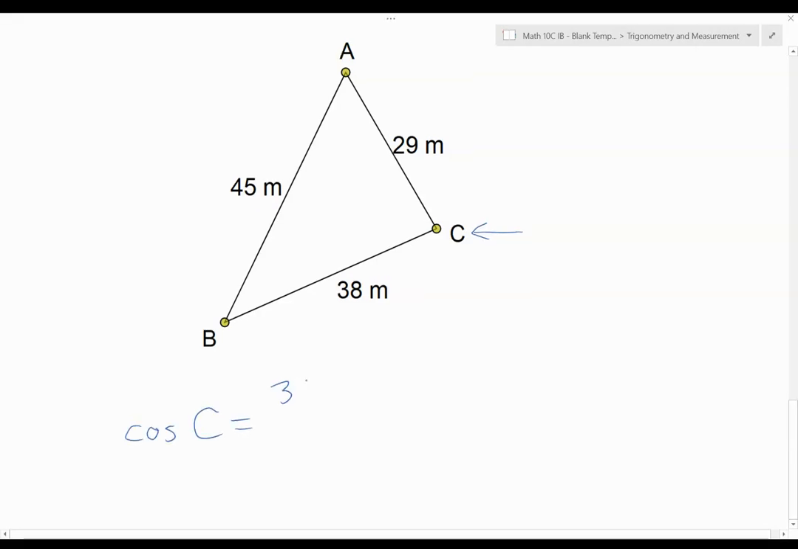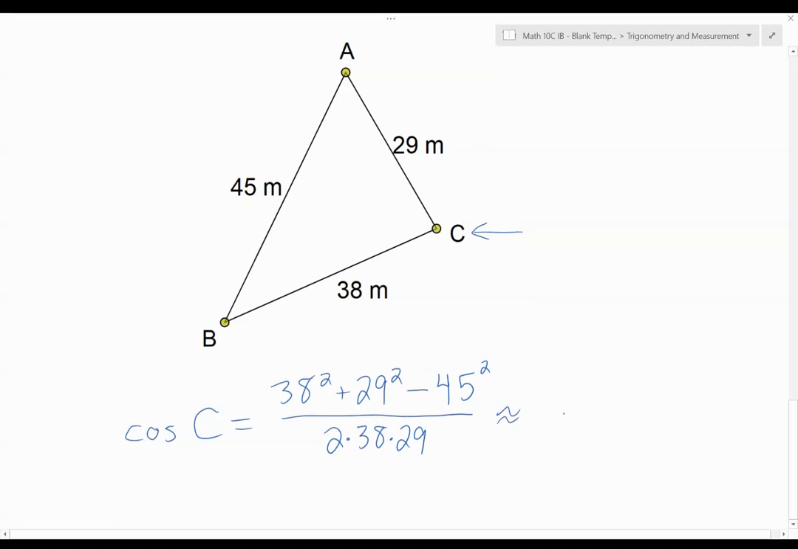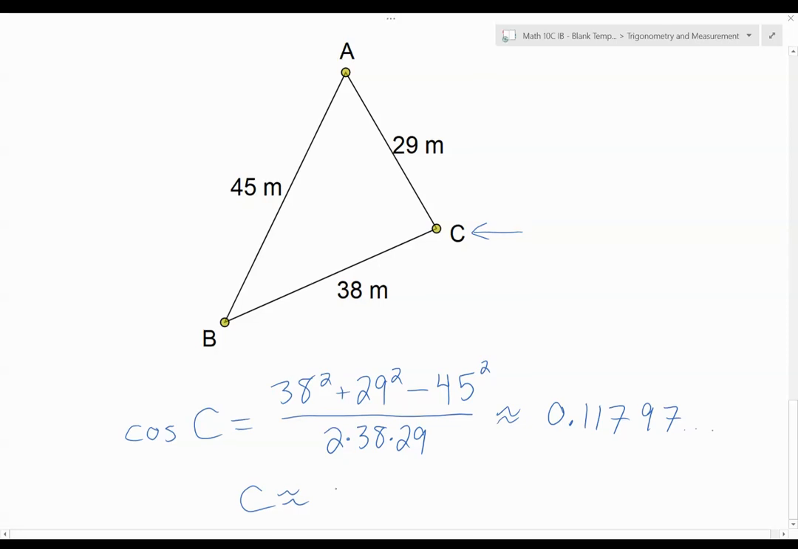It is going to be the 38 squared plus the 29 squared, so that's the two sides on either side of C, minus 45 squared, because that is the side opposite C, divided by 2 times 38 times 29. So again, I enter that all into my calculator, bracketing the whole numerator if necessary, bracketing the whole denominator if necessary, if your calculator doesn't let you do it as a fraction. And when I multiply all those together, I get about 0.11797-ish. So arc cos of that tells me that angle C is approximately 83.2 degrees.